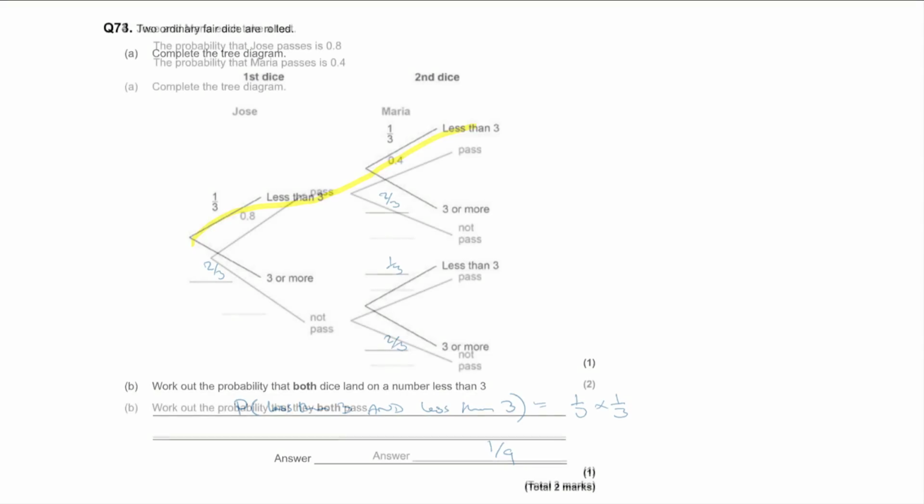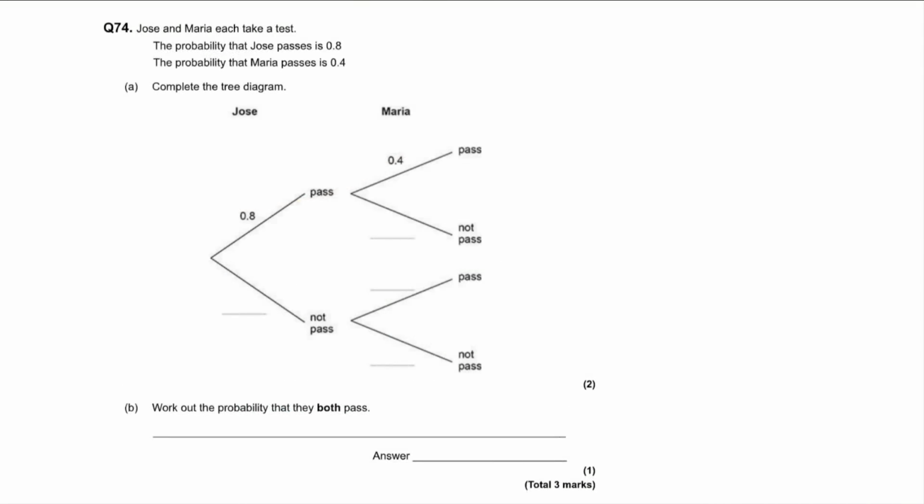Okay, 1/9. Question 74, Jose and Maria each take a test. The probability that Jose passes is 0.8 and the probability that Maria passes is 0.4. Complete the tree diagram. I've got Jose on 0.8 chance of success. So the probability he doesn't pass is going to be the rest out of 1, isn't it? 1 minus 0.8 is 0.2. Maria's got a chance of 0.4 of passing, so not passing is going to be the rest. It's going to be 0.6. These two numbers should add up to 1, and it's going to be repeated down here. Jose passing is not going to influence if Maria passes or fails. They're independent of each other.